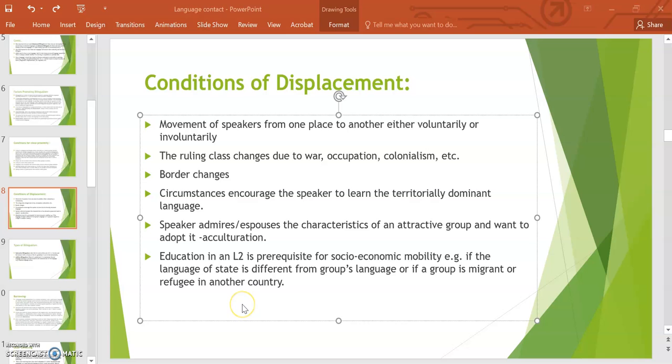Another condition of displacement that promotes bilingualism is when education in an L2 is prerequisite for socio-economic mobility. For example, if the language of state is different from group's language, or if a group is migrant or refugee in another country and they have to learn the language of the state that they have come to in order to gain employment. And education also is in the language of the territory to which they have come. So in order to get education and also through education gain socio-economic mobility, they will adopt the language of the new territory to which they have come.